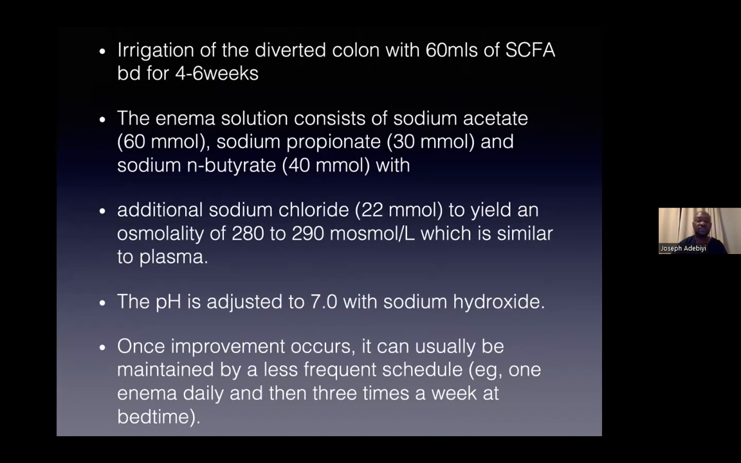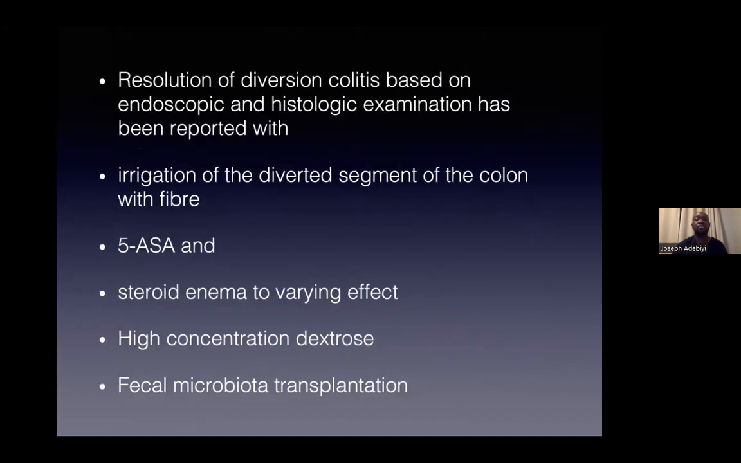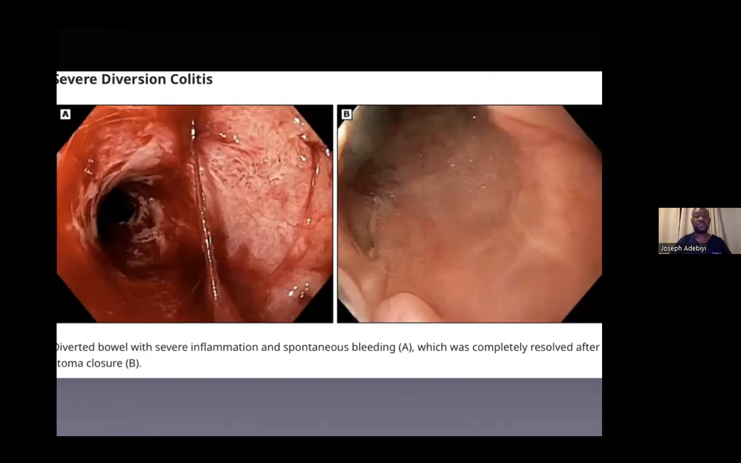So you give this patient these enemas, and then once improvement occurs, you can use this constitution several times over time. Usually this has been shown to cause resolution of diversion colitis based on histologic and endoscopic examination later on. But if this doesn't work, you may then end up using aminosalicylates. Sometimes you may use steroids, enemas, and sometimes high concentration dextrose, and even transplantation of fecal biomatter is being used.